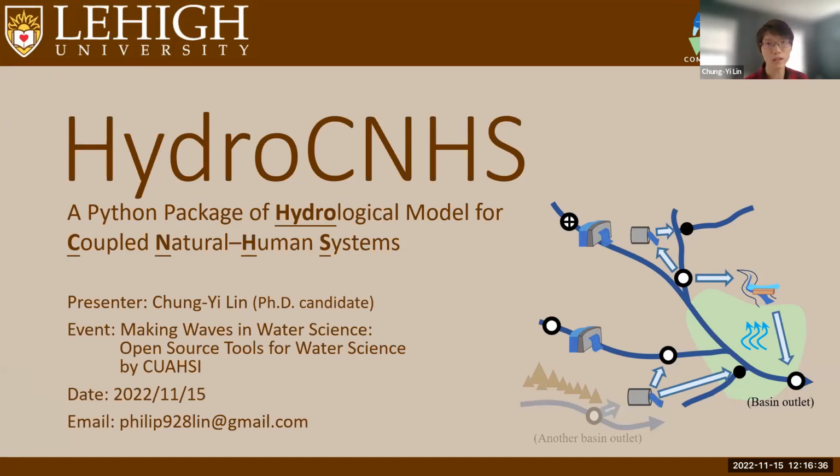Today I want to share a tool that I developed, a Python package of hydrological model for coupled nature-human systems, the HydroCNHS. As shown in this diagram, HydroCNHS is an open source software to model complex adaptive water systems. But what is a complex adaptive water system and why do we need such a tool? Let me start our story.